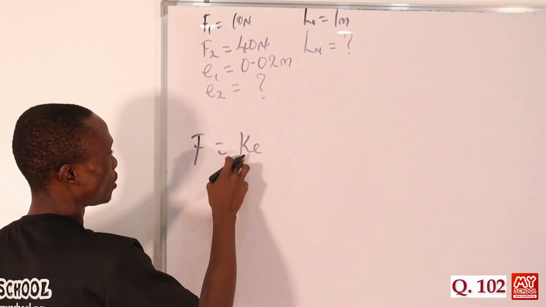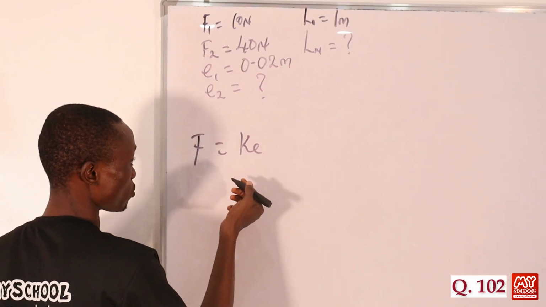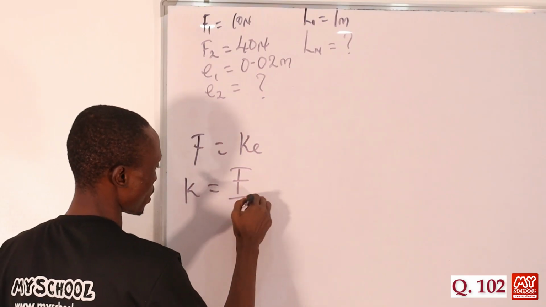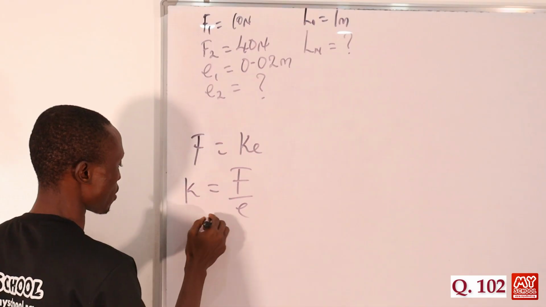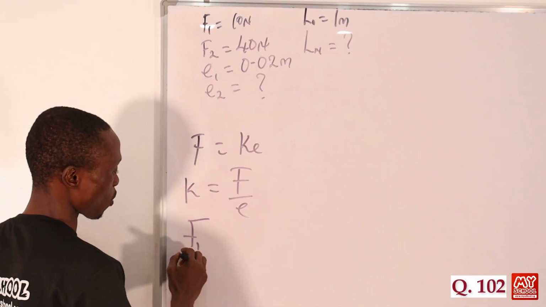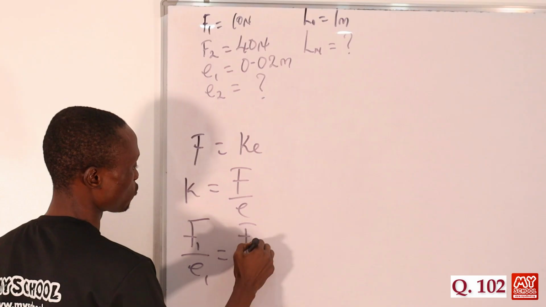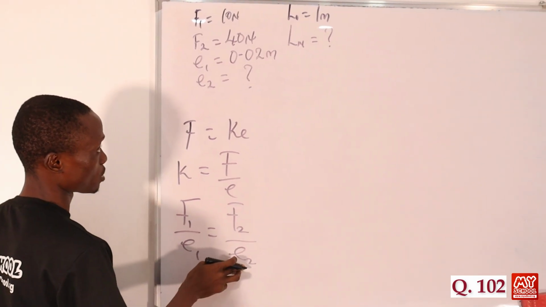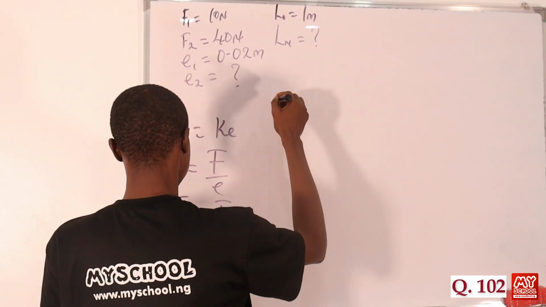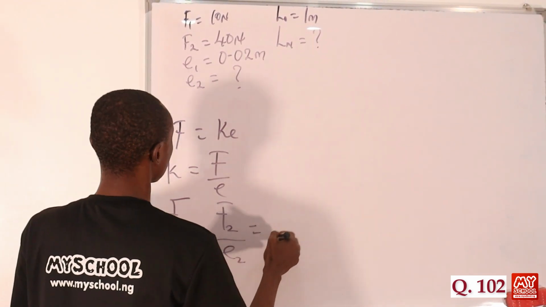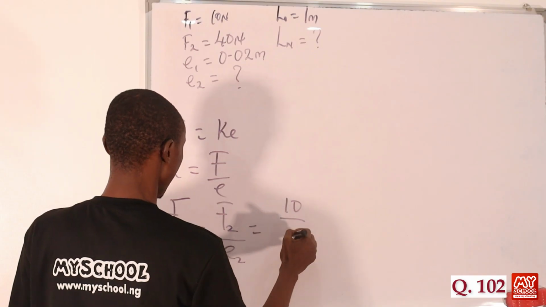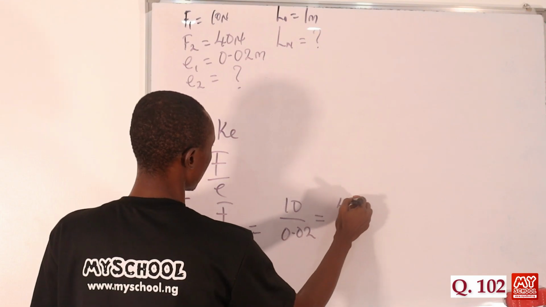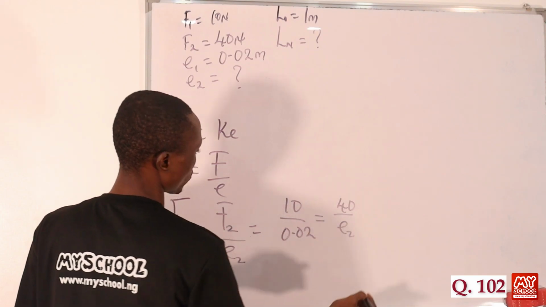So we can make K the subject of formula by dividing both sides by E. So K is equals to F over E. In this case, we can also write F1 over E1 to be equals to F2 all over E2. So this will enable us to calculate the new extension. So let's input the values that are given to us. F1 is 10 all over E1 is 0.02, and this is equals to 40 all over E2, which we don't know.